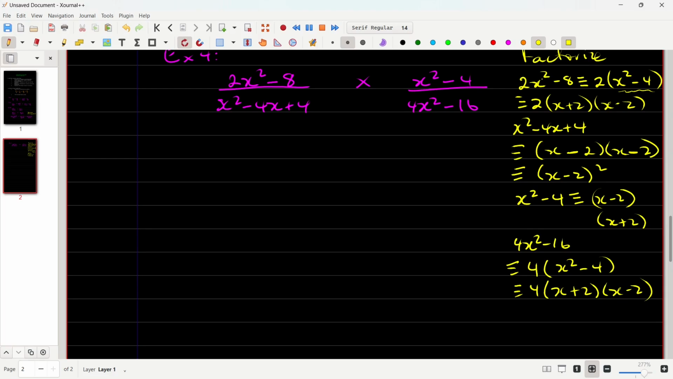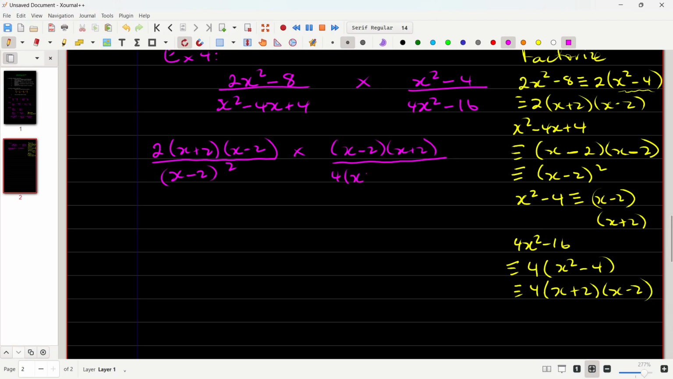All right, now that I have all the factors, I can just simply replace where necessary. So I'm going to put in here 2 into (x plus 2) into (x minus 2). Then I replace the other one, which is this one here, with (x minus 2) squared, multiplying by, I'm replacing this one here now, this one here is (x minus 2) into (x plus 2). And then we have this one here now. I'm replacing it with that. So I'm going to have 4 into (x plus 2) into (x minus 2).